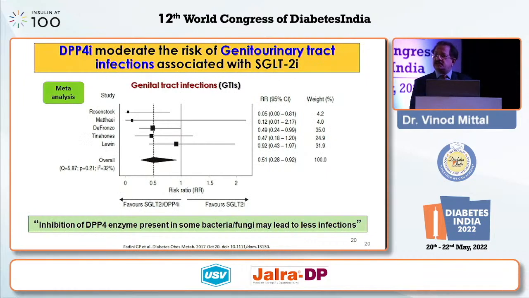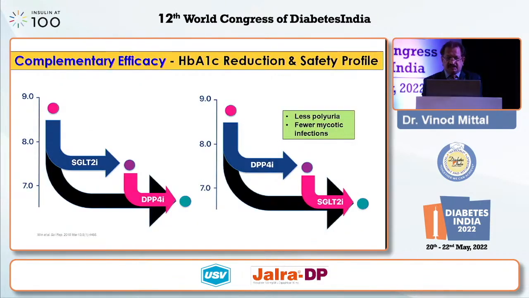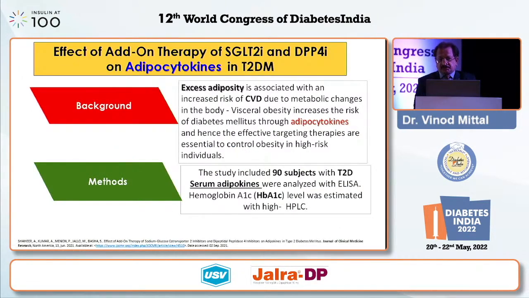Then another important point is that SGLT2 inhibitors generally have an increased risk of genitourinary mycotic infection. The trials have shown that there is a reduction in GTIs with SGLT2 inhibitors if they are combined with DPP4 inhibitors. Probably the fungus which is causing this GTI uses the DPP4 enzyme for its multiplication. When we give DPP4 inhibitors, by inhibition of the DPP4 enzyme, there is less multiplication. So there is less incidence of GTI when we combine DPP4 with SGLT2 inhibitor. So overall, there is better efficacy, more robust reduction, less polyuria and less infection, and the same hypoglycemia.